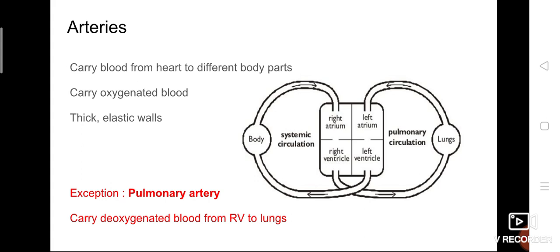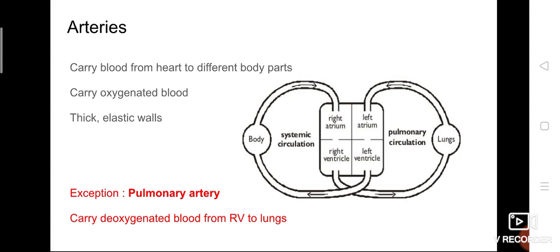Generally, arteries usually carry what blood? Oxygenated blood. So here that is the exception. This is also an artery, and this tube is especially called the pulmonary artery. It is the tube which connects the right ventricle to the lungs. Check the picture: from the right ventricle to the lungs, one tube is there. That tube is nothing but an artery, the pulmonary artery, but it is going to carry deoxygenated blood.